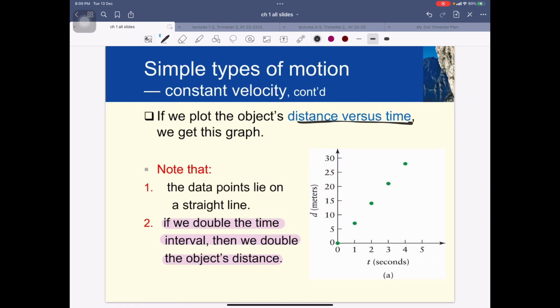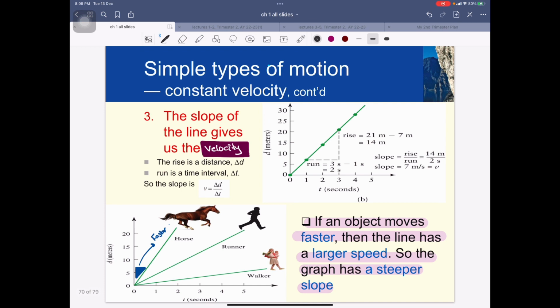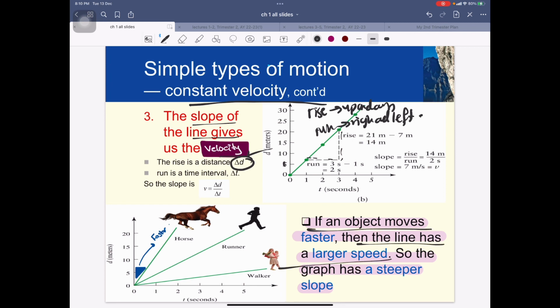If we plot the object distance versus time, we get this graph. Note that if we double the time interval, we double the object distance. ليه؟ عشان بالdistance and time graph, a d is proportional to t, يعني إذا زاد ال d, ال t كمان بيزيد. After that we have كمان نكمل على constant velocity زي ما قلنا إنه the slope of the line will give us the rise over run will give us the velocity. The rise is the distance، rise تقوله فوق وتحت, so rise is up and down, الrun هو right and left.